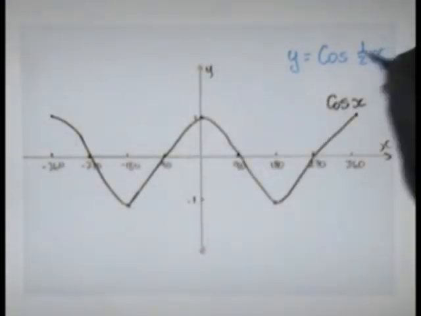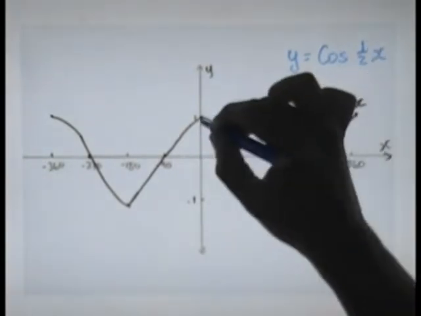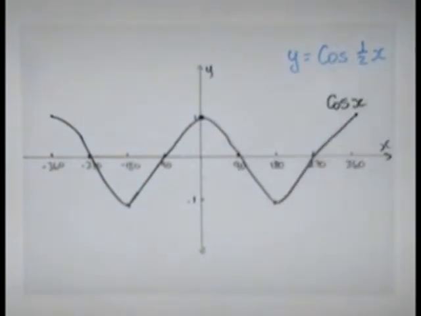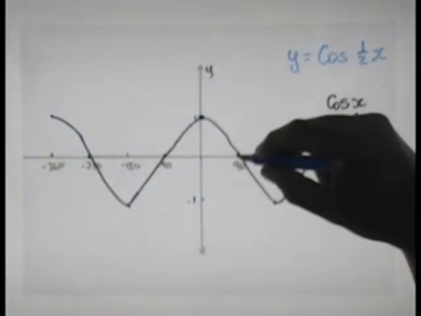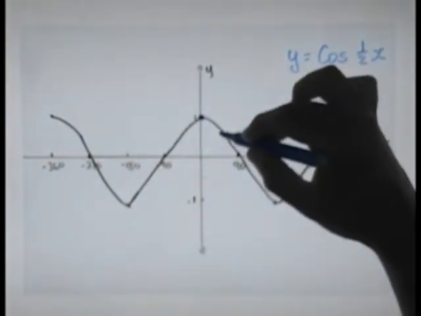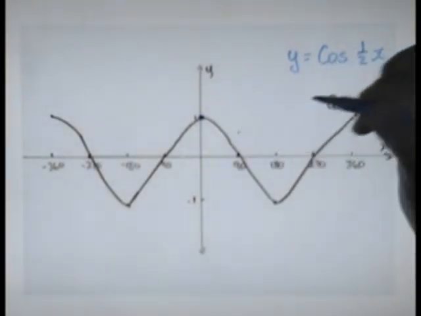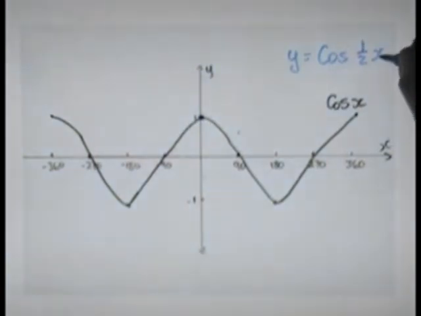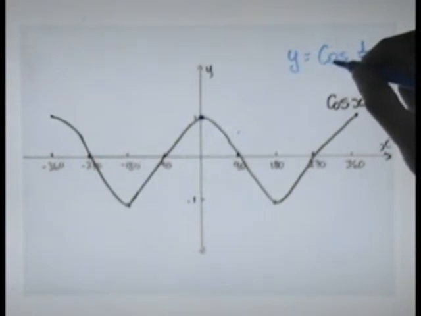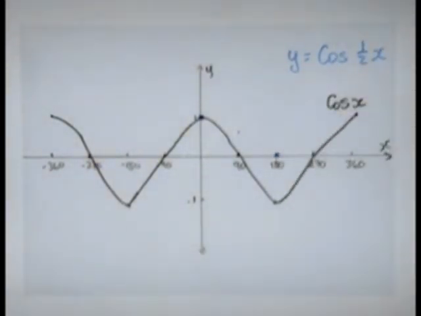When x is equal to 0, 0 times a half is 0, cos of 0 is 1. When x is equal to 90, that's going to be a half times 90, which is 45, which means that it's going to fall somewhere over here. When x is equal to 180 degrees, it's going to be cos of a half of 180, or cos of 90, which is 0.